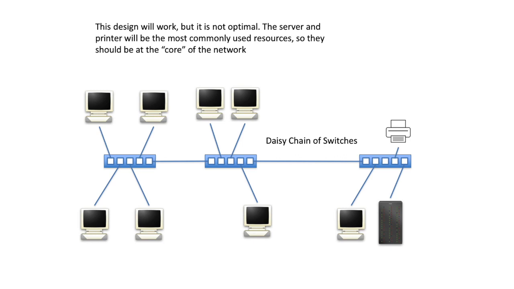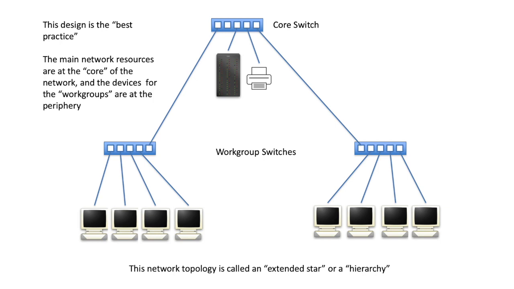So what you want to do is actually put the printer and the server at what we would call the core of the network. And that gives us this third logical design, which most people would consider the best practice. In this situation, you'll notice here the main network resources are at the core. You might notice here also, if we have an internet connection, we can connect it at that core too. And then we have what we would call sort of a second level of switches, which in class we'll call workgroup switches. That's where you connect the desktops. This network topology is called an extended star or a hierarchy.